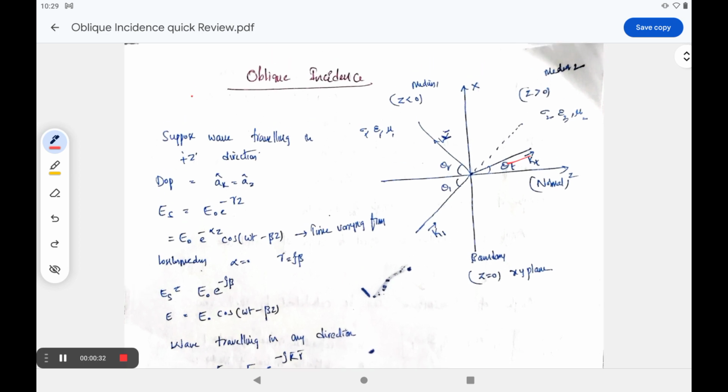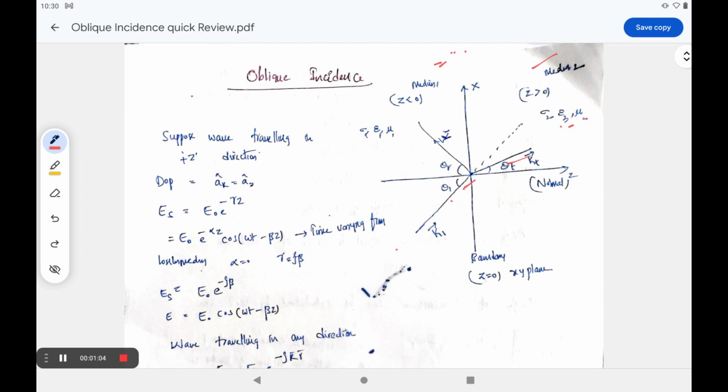Let us consider a medium 1 and medium 2. This is medium 1, this is medium 2. Medium 1 is nothing but z less than 0. It also has medium 1 characteristics, epsilon 1, epsilon r, mu 1. This is nothing but sigma 2, epsilon 2, mu 2. This is the wave incident in this direction. This is the reflected wave. This is the transmitted wave, where kt is the transmitted wave.